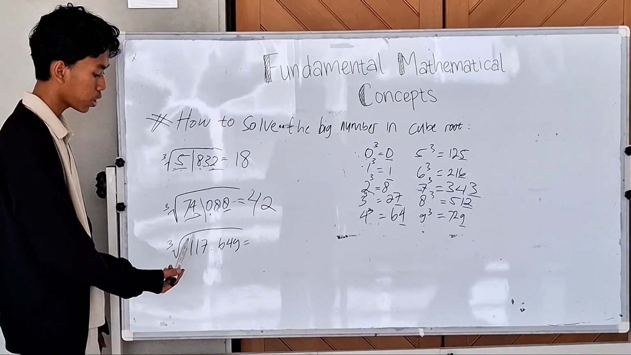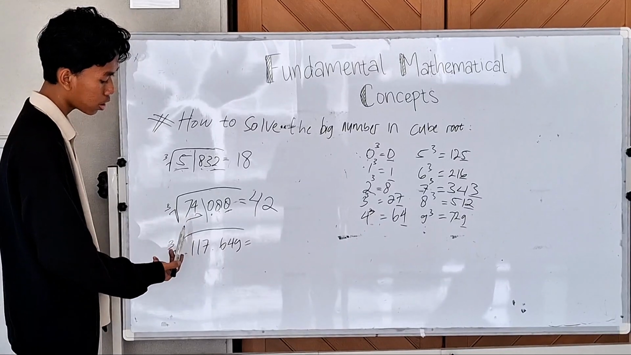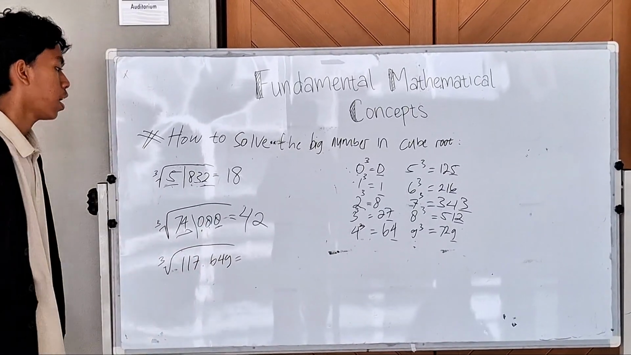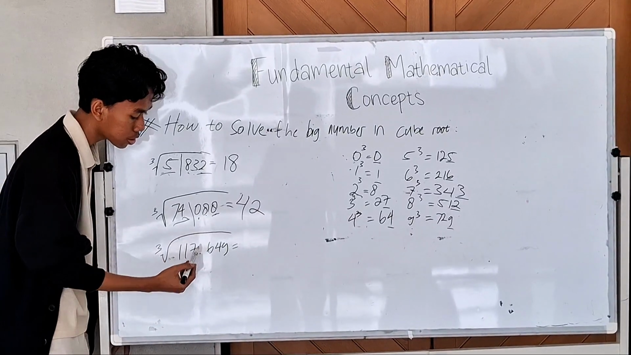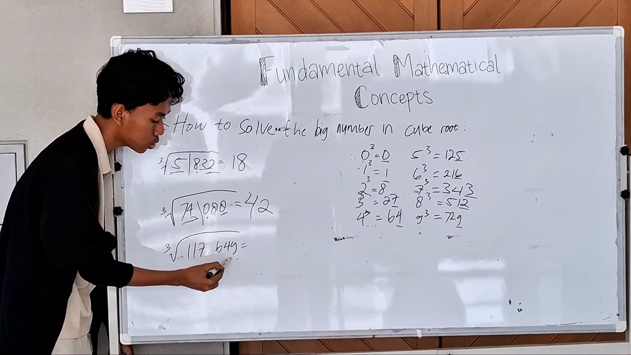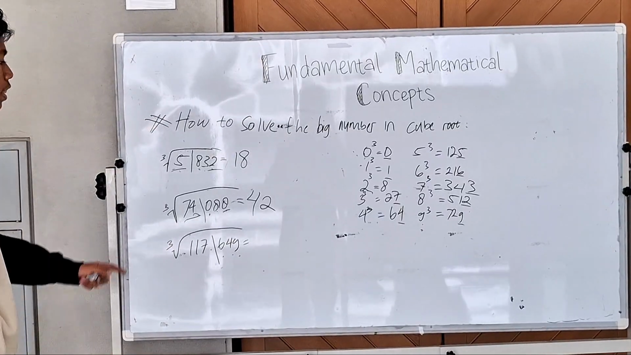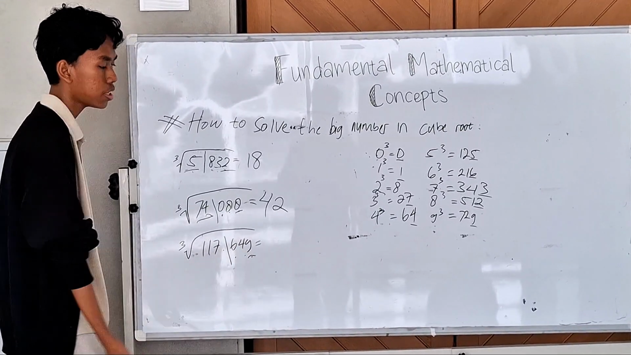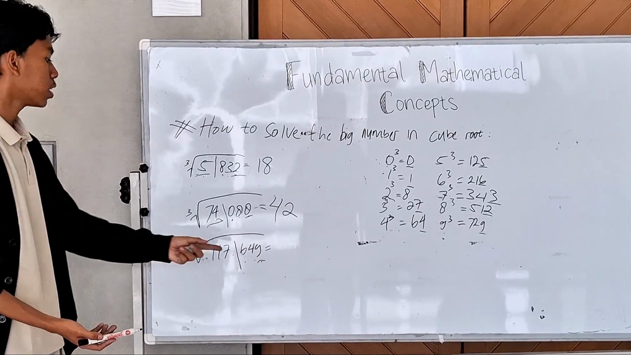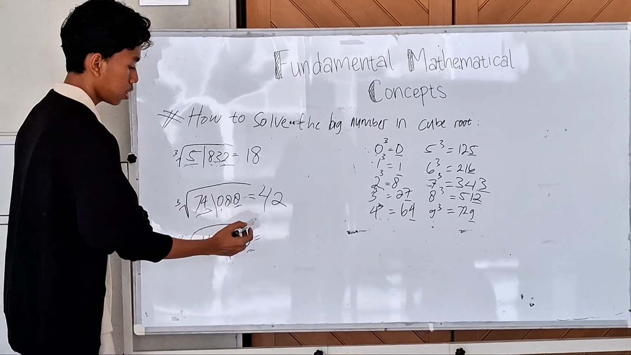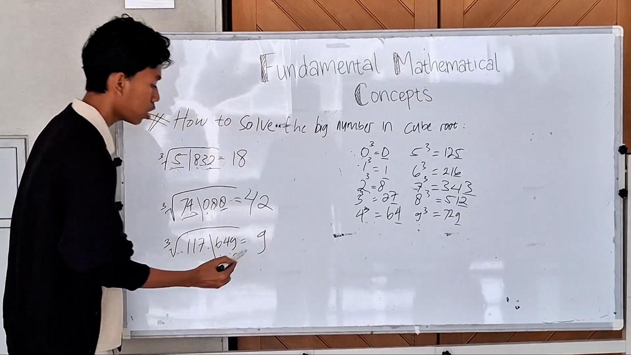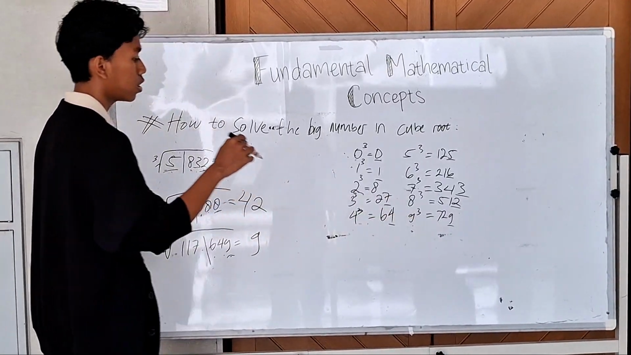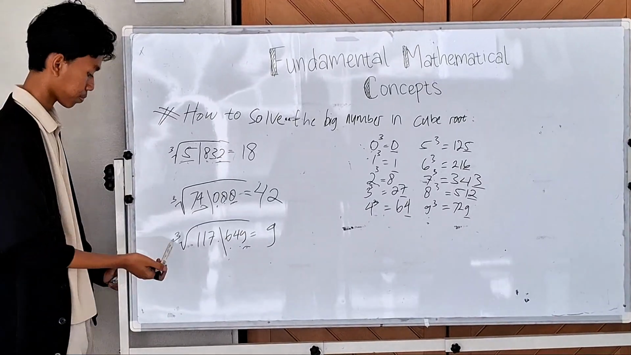Okay, for the last example, we have 117,649. And then we must separate the three numbers from behind: 1, 2, and 3. And then we look at the unit of these three numbers, which is 9. So the unit of this cube root is 9, because the 9 cube has units 9 in the units.